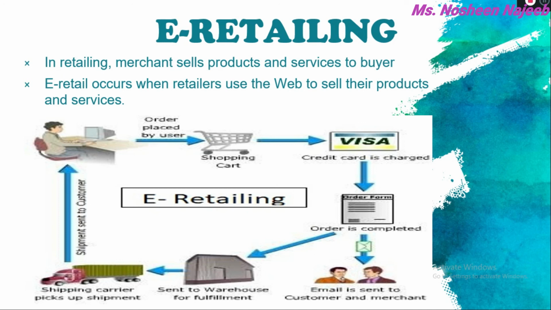Let's see how the process works. A customer visits an online business, the web equivalent of a showroom. As you can see on your computer screen, the order is placed by the user adding the items or the products they want into the shopping cart. Then the credit card is charged for payment. Order is completed. Then an email is sent to the customer and the merchant as well, and also sent to the warehouse for fulfillment. Then after fulfillment, the shipping carrier picks up the shipment, and then the shipment is sent to the customer. So this is the simplest cycle of e-retailing.